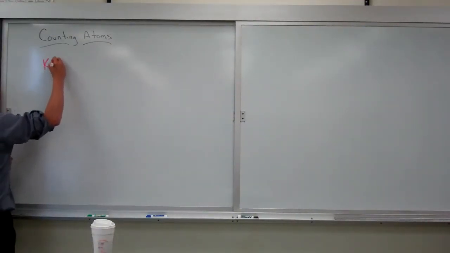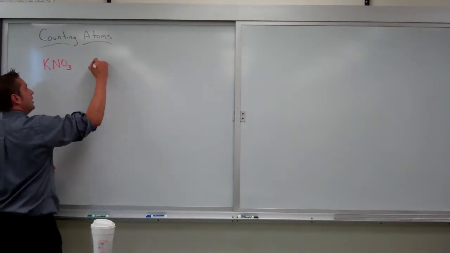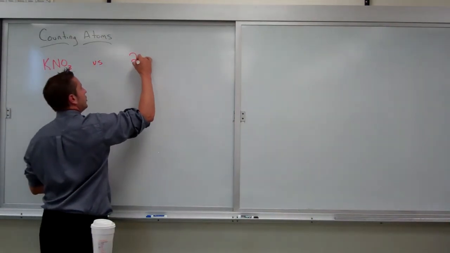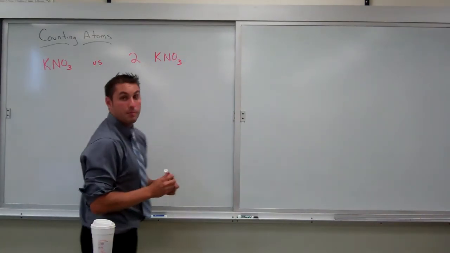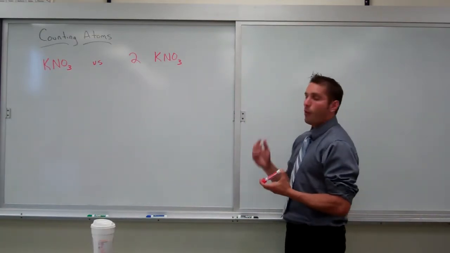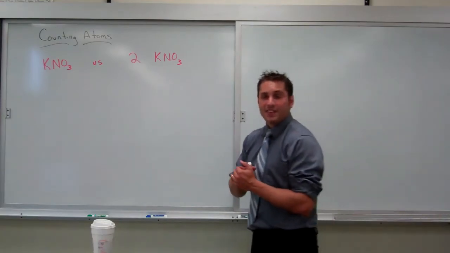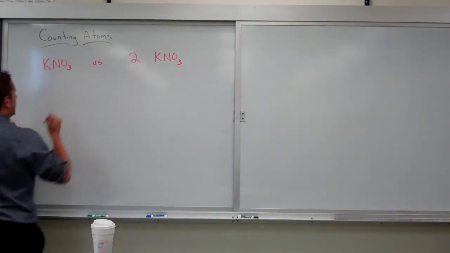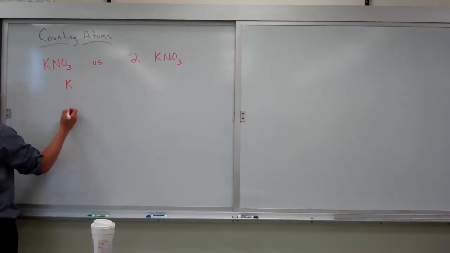Let's say I compare KNO3, which is potassium nitrate, with 2 KNO3, because what you're going to learn is we can put coefficients in front of things when we're working with equations. If I wanted to count how many of each atom there are, the first thing I do is list each element. So I see that I have K, N, and O.